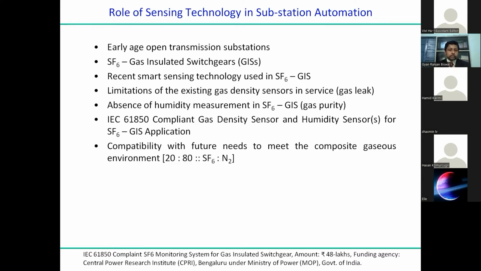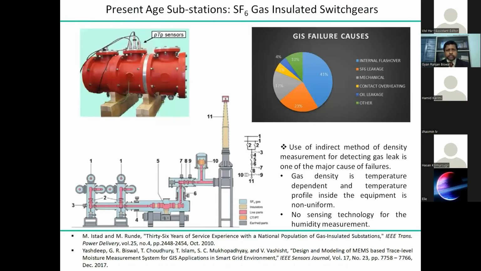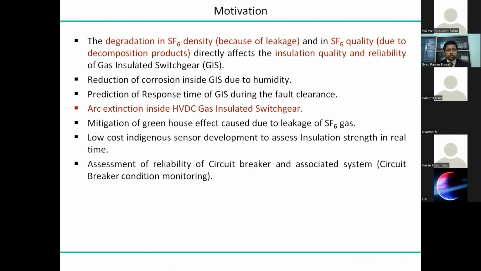That is why recent trends are moving to consider a different kind of insulation gas, where 80% nitrogen and 20% SF6 will be used to reduce the SF6 footprint. So these are the kinds of scenarios. I will not delve into that part. Please interrupt me whenever you have a question on these aspects.